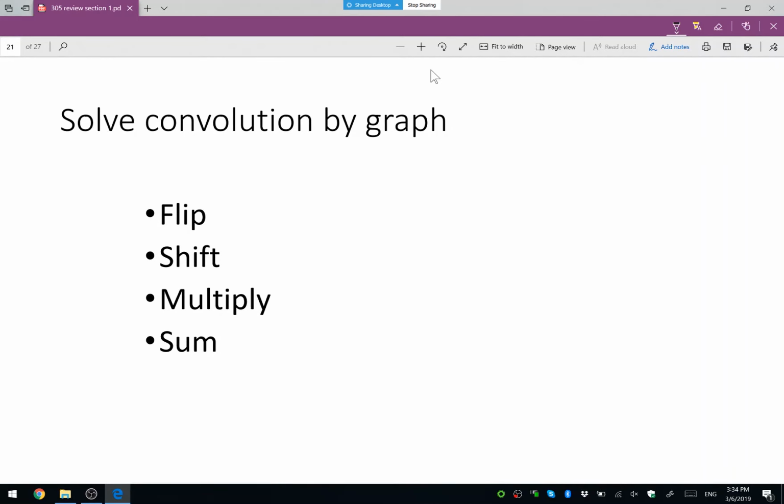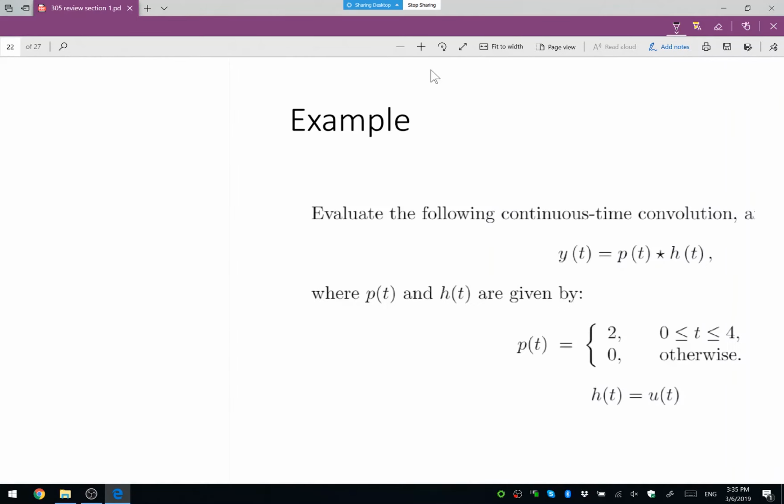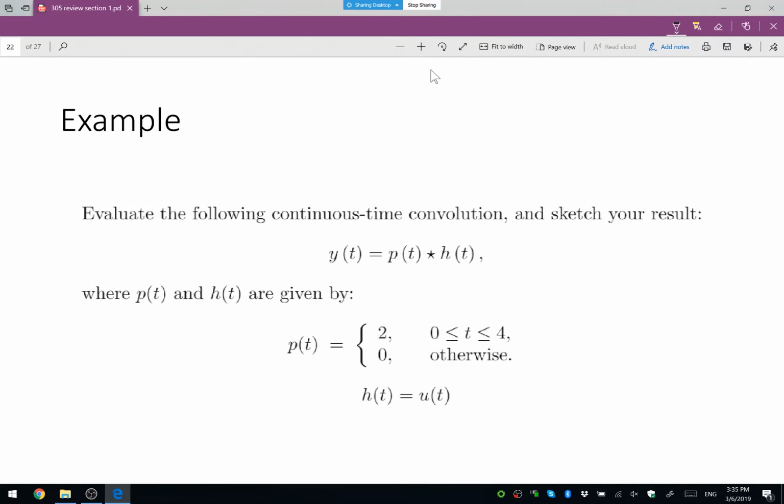So, the steps of solving a convolution by drawing graphs. Sometimes we say it is four steps, but not very clear four steps. But you can remember them by these four words: flip, shift, multiply, and sum. Flip, shift, multiply, and sum. I'm going to do that step by step. So let's first see the example.